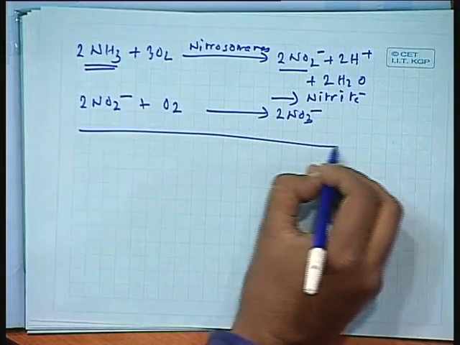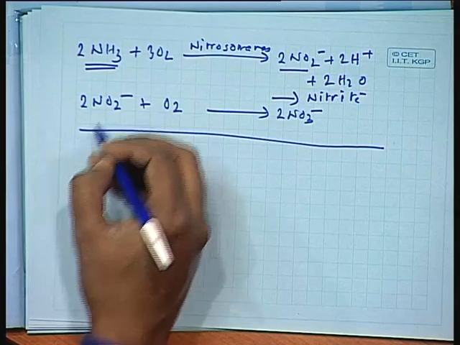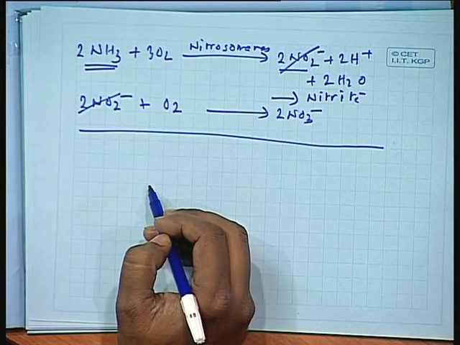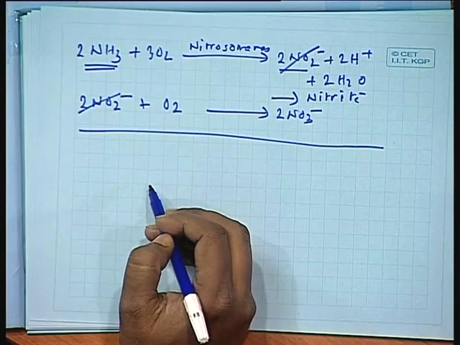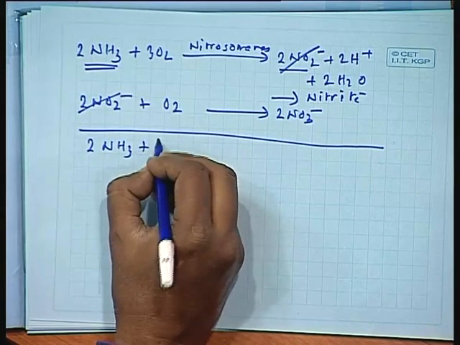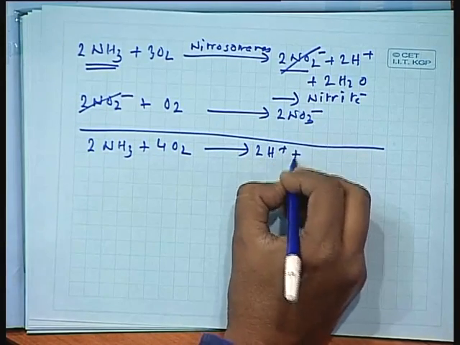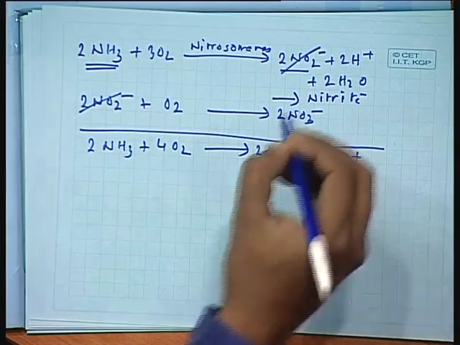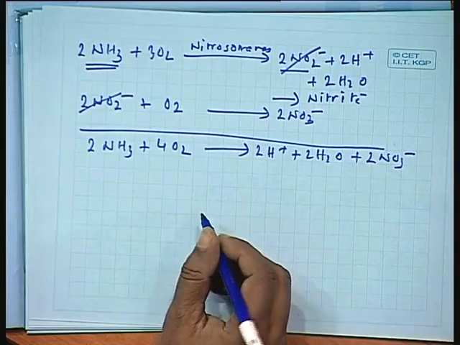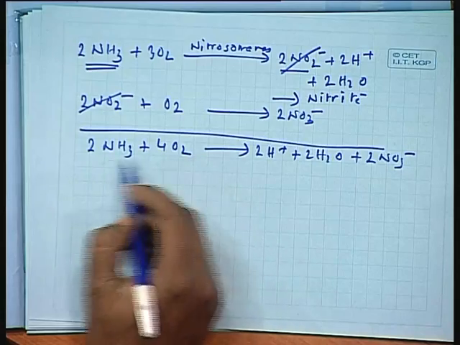If you just add these two reactions, you can see this one cancels. So what is finally being produced is 2NH3 plus 4O2 converting into 2H plus, 2H2O plus 2NO3 minus. Is it right? Okay. So you can cancel it out. Essentially this is what it forms.